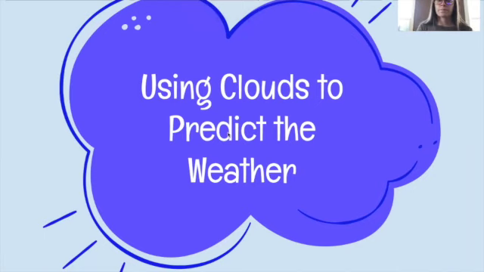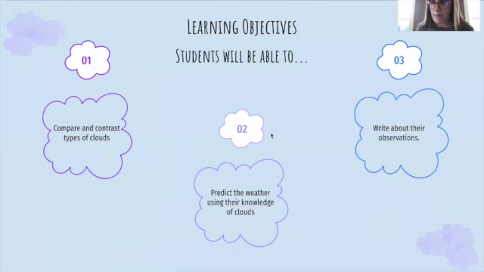So let's get started. By the end of our lesson, just like last time, we have learning objectives that you'll be able to do by the end of our lesson. You'll be able to compare and contrast types of clouds. So that's just fancy words for you'll be able to tell me how clouds are the same and how different kinds of clouds are different. So you'll be able to look at two clouds, tell me how they're the same, how they're different. You're going to be able to predict the weather using your knowledge or what you know about clouds. And then you're also going to be able to write about your observations.